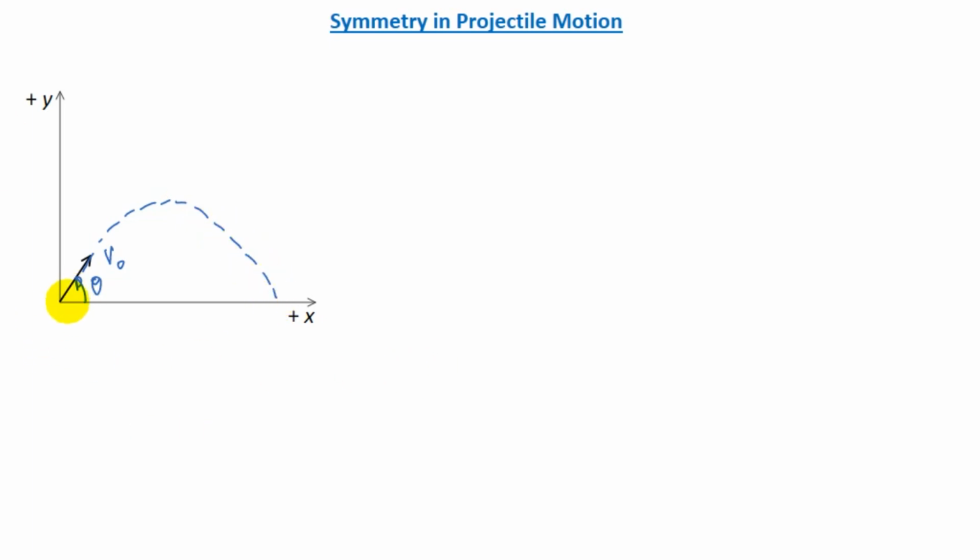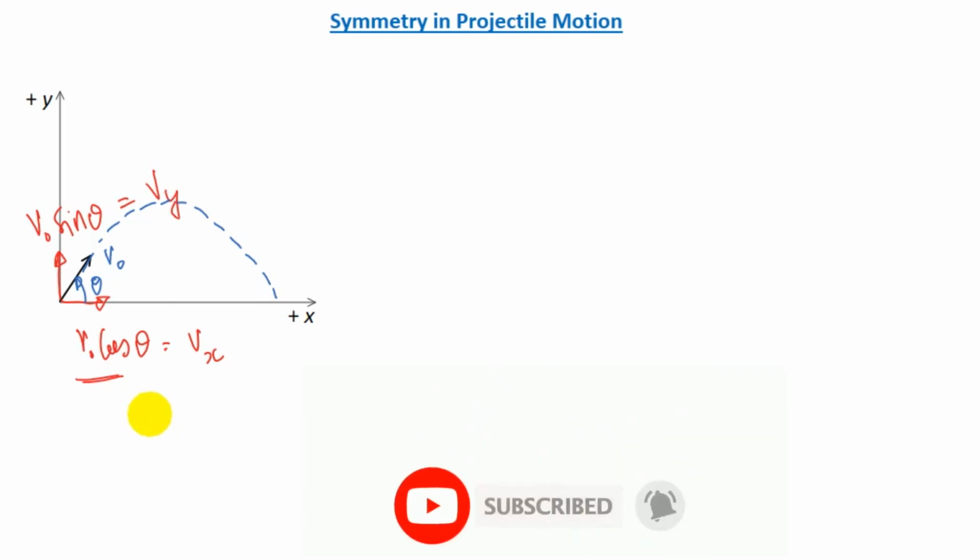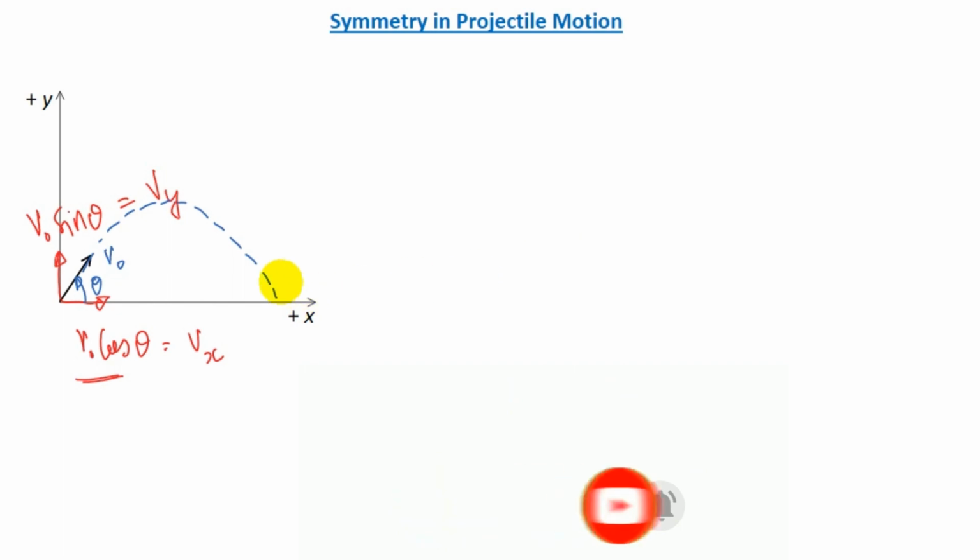Now the velocity in the x direction will be v0 cosine theta, and the velocity along the y direction will be v0 sine theta. This is vy, the component of velocity in the y direction. This is vx. Since we have considered that there is no air drag, or no acceleration in the x direction, this component of velocity in the x direction will remain the same, but this vy will change. Our interest is to find the expression for the velocity at the landing point.